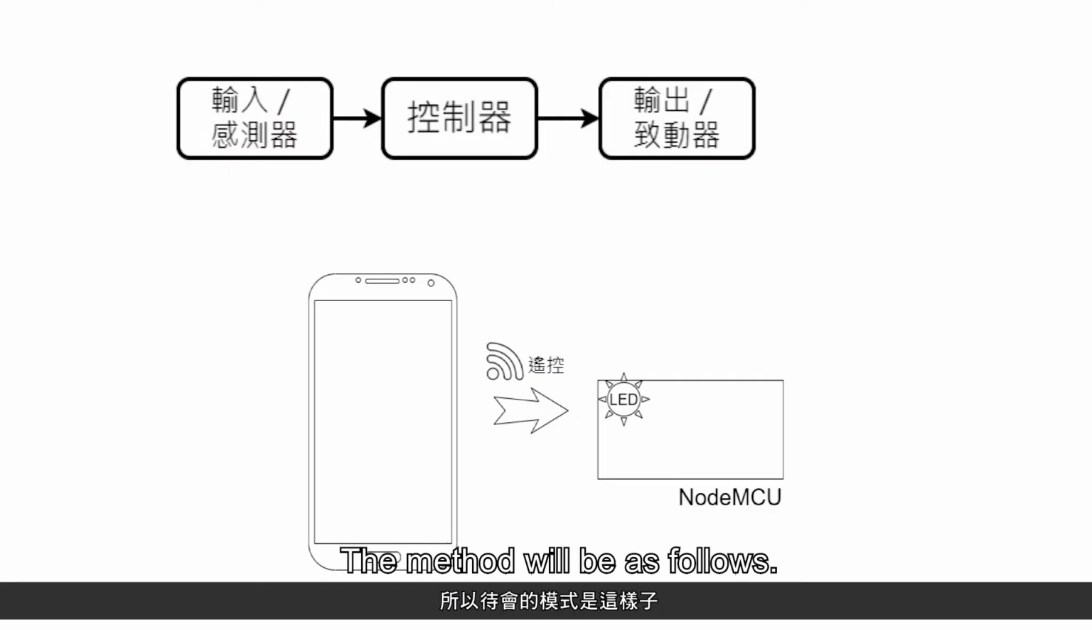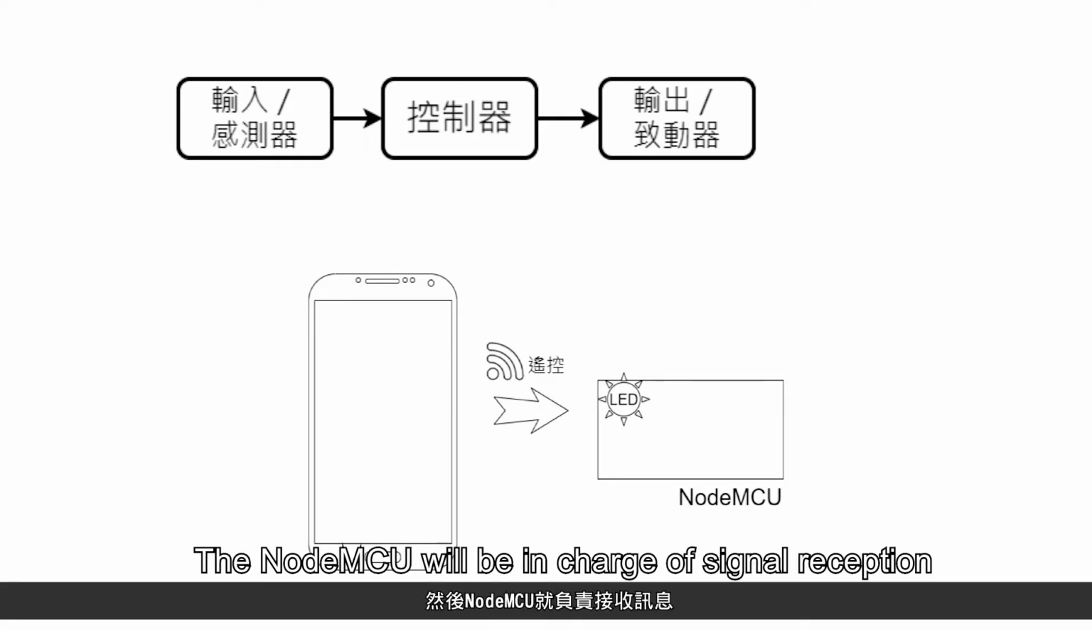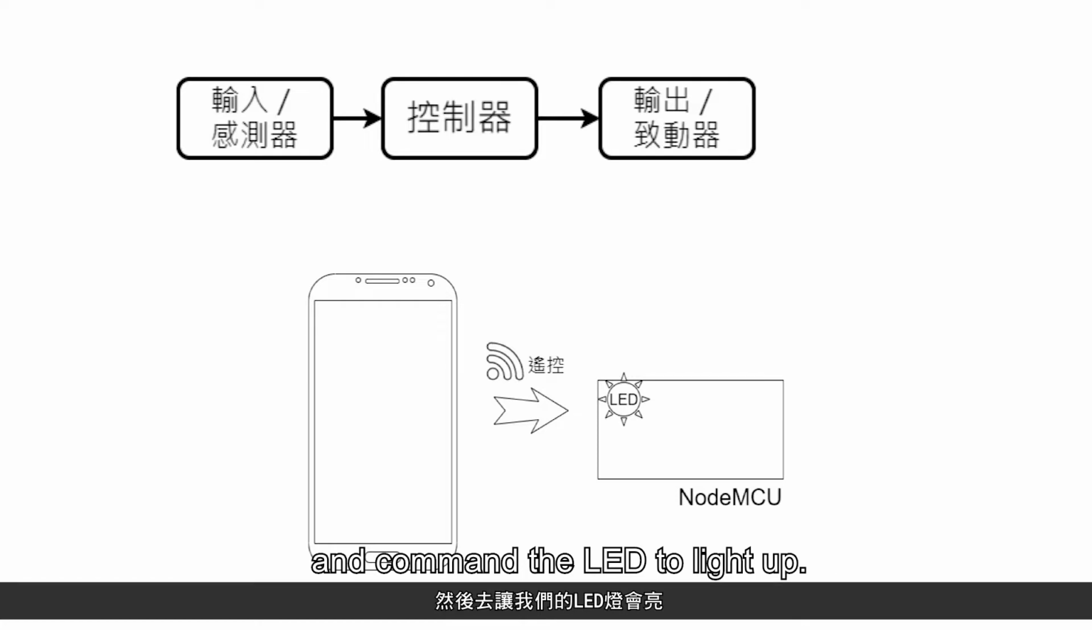The method will be as follows. We will use our smartphone as input. The Node MCU will be in charge of signal reception and command the LED to light up. Let's take a look at this.